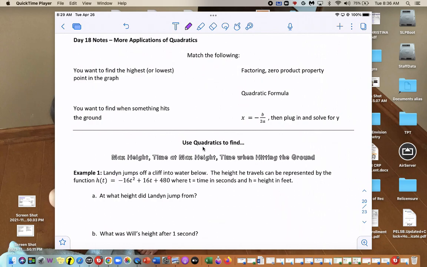Applications of quadratics. For the warm-up, match the following. Let's say you wanted to find the highest or lowest point in the graph. Would you do that factoring and using zero product property? Would you do that using quadratic formula? Or would you find the highest or lowest point by doing opposite b over 2a, then plug in and solve for y?